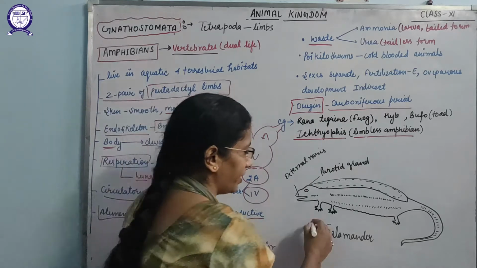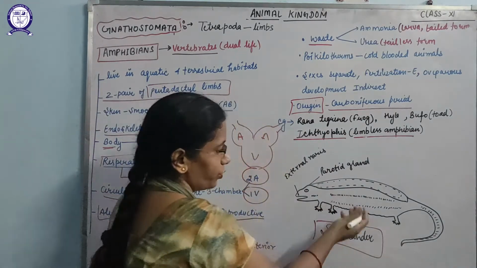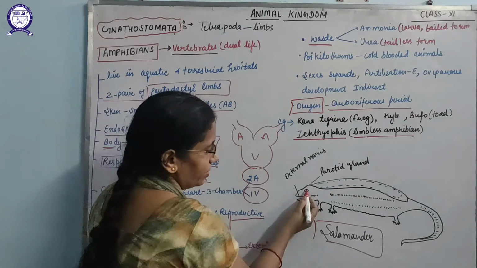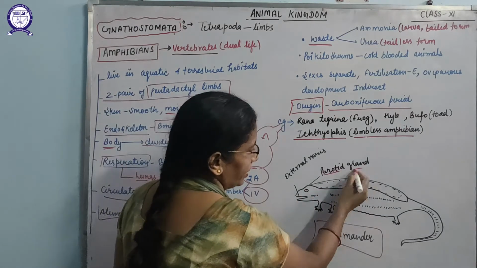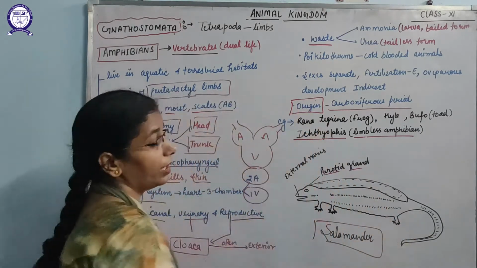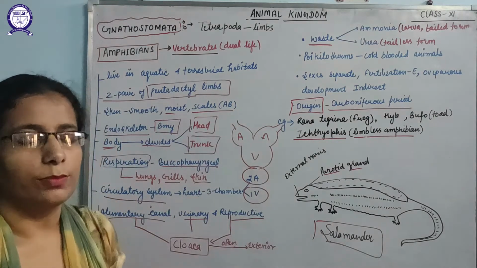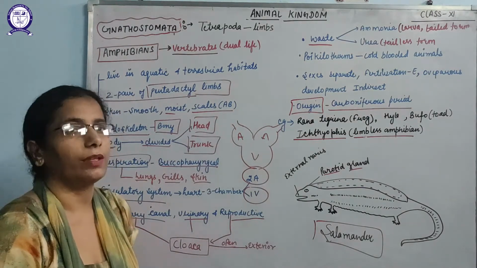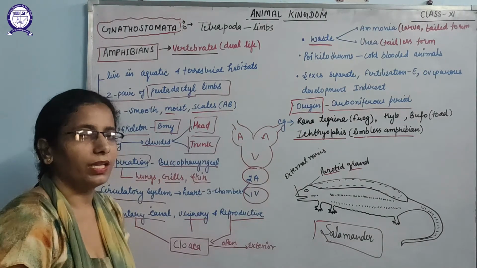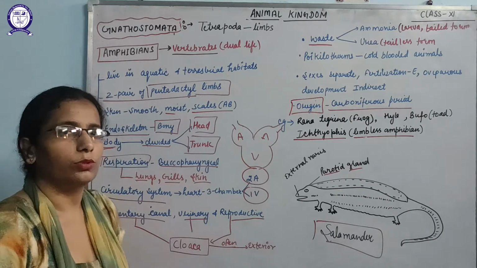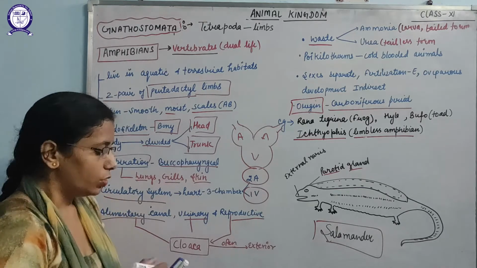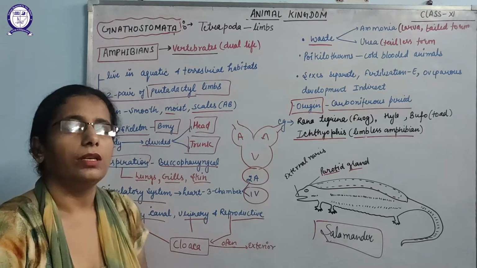I have drawn a diagram here of the salamander to show you some characteristics, like these are the external ears, these are the parotid glands, these have the tail. Because the amphibians include both forms, some are having the tail and some are not having the tail. That is why tailed and tailless forms are both found in the amphibians. So these are some characteristics of the amphibians.